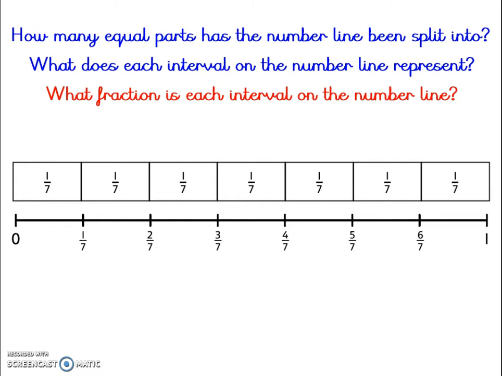So when you're working out the following questions, remember, be thinking about how many equal parts that number line is being split into, what each equal part therefore represents, and what each fraction at the interval is valued at. So good luck, work through those textbook problems, and when you're ready, move on to the independent activity, and I look forward to seeing your answers for this one.